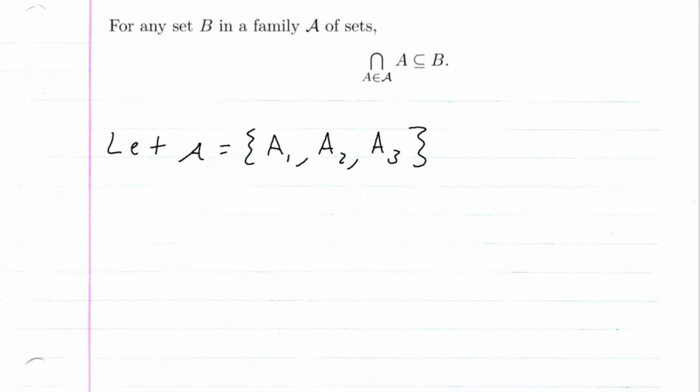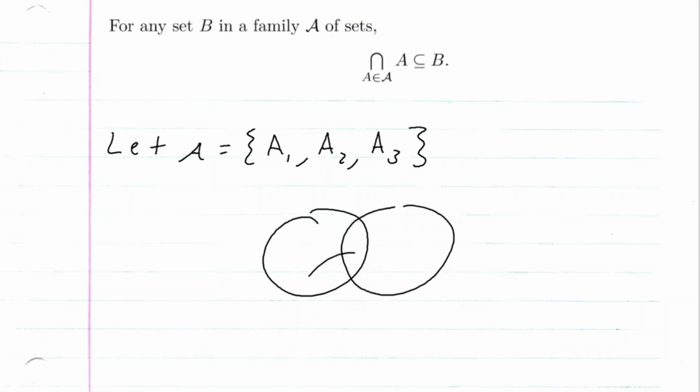So let's go ahead and draw a picture of A1, A2, and A3. What this statement is saying is that for any of these sets in this family, the intersection is a subset of any of those sets.